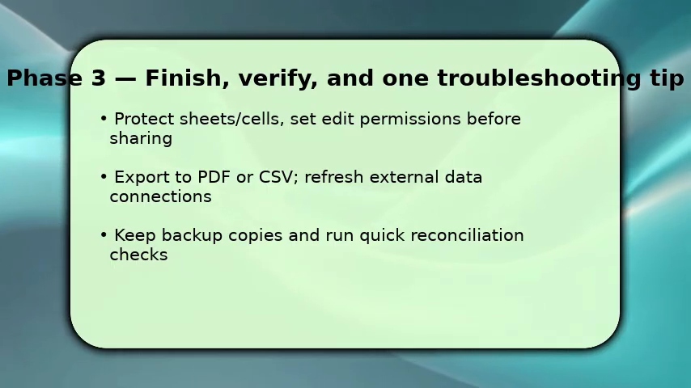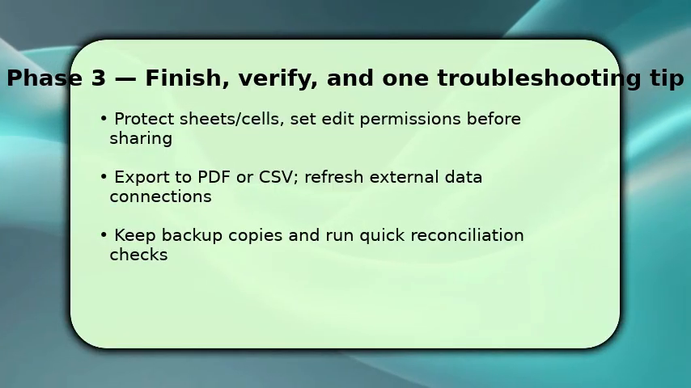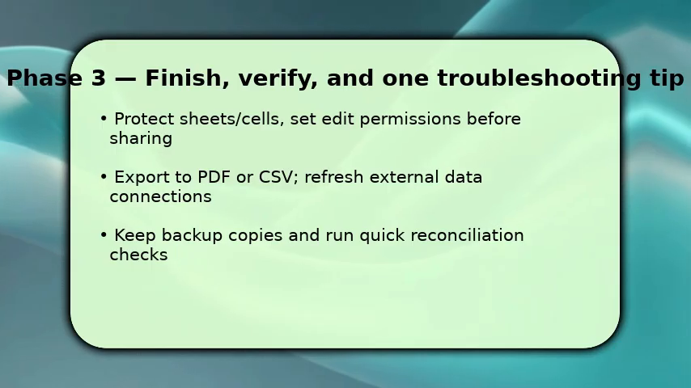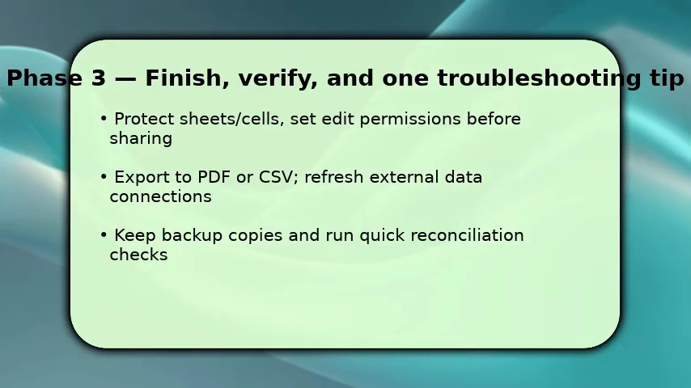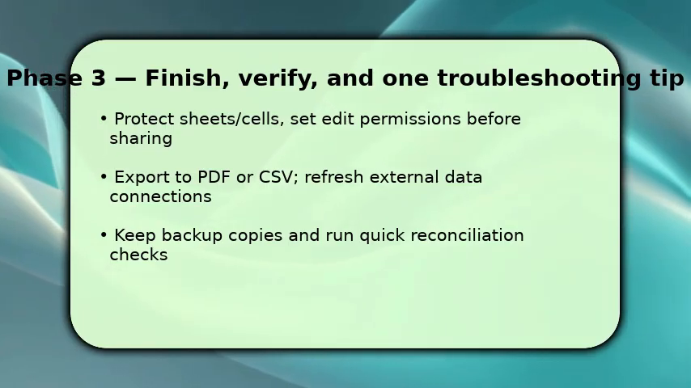You finish by locking down, distributing, and verifying everything so results are trustworthy. Protect sheets or specific cells to prevent accidental edits, then set share permissions and export a PDF or CSV for stakeholders. Refresh any external connections and run reconciliation checks, sum totals, compare row counts, and spot check formulas.